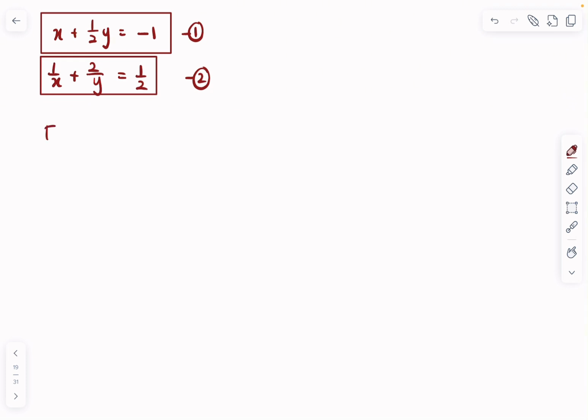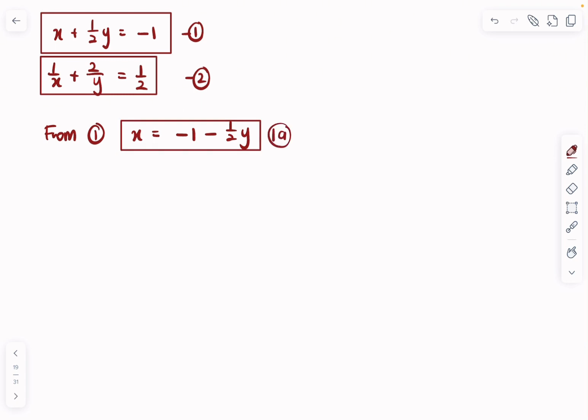So from equation 1, we can easily make x the subject. So 1 over 2y you can bring over the other side. So we can say x is negative 1 minus half of y. This will be our equation 1a, a modified version of equation 1. So now we can sub this into equation 2. We can sub the x into here. So I can say 1 over (negative 1 minus half of y) plus 2 over y equals 1 over 2.